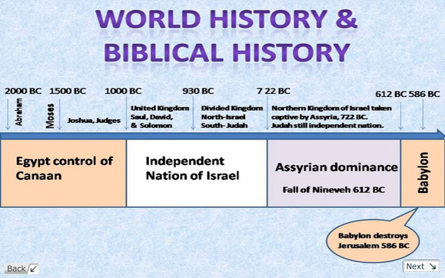So these are some key dates. Abraham, 2000 BC. David, 1000 BC. The division of the north and the south, 930 BC. Then the fall of Israel, the northern kingdom, at 722 by the Assyrians. And then 586 BC, the fall of Jerusalem. Memorize these key dates. This will help you in biblical history.